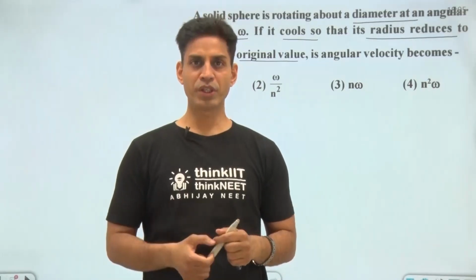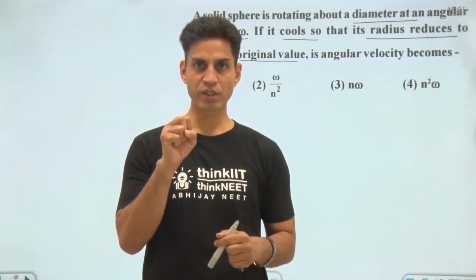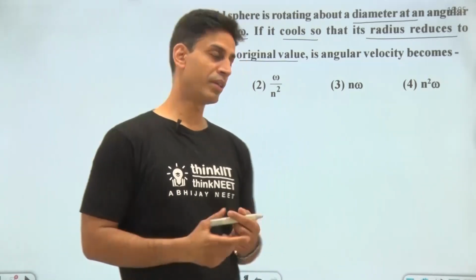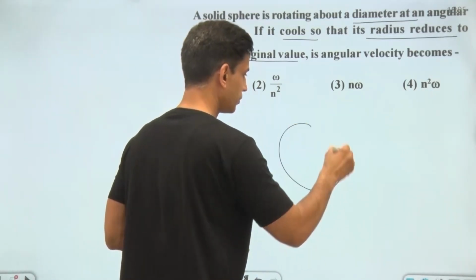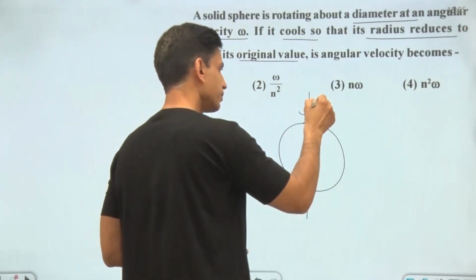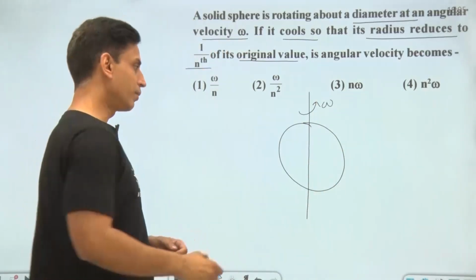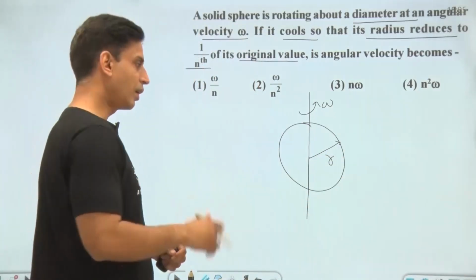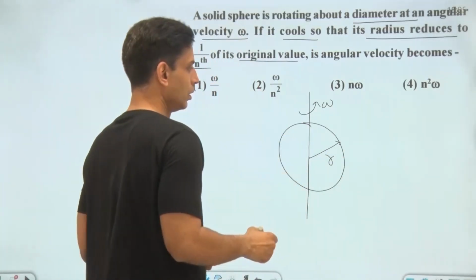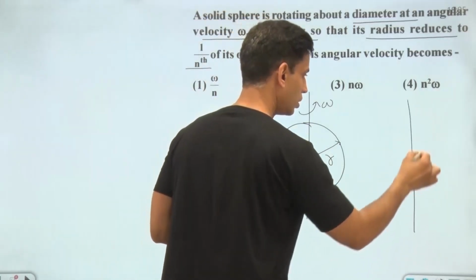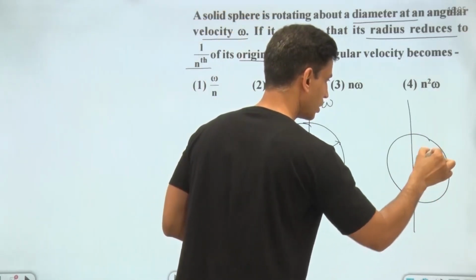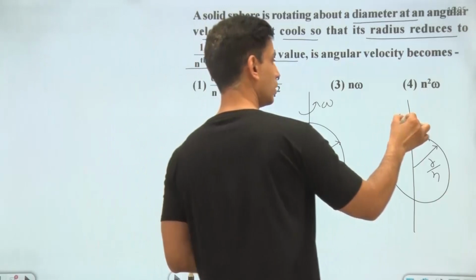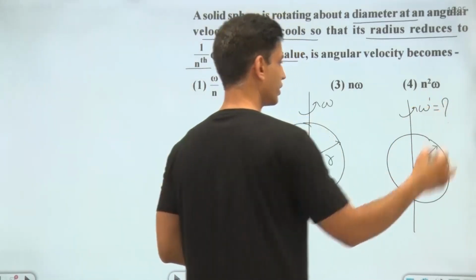As you reduce the temperature, and because of which the sphere shrinks, there is no external force or no external torque acted on the sphere. Oh, this is sphere. This is the diametric axis. It is rotating with angular velocity omega. Let's suppose it has initial radius of r. And now it shrinks. Now rotating about same axis, but its radius becomes r by n. Now the question is asking the new angular velocity.